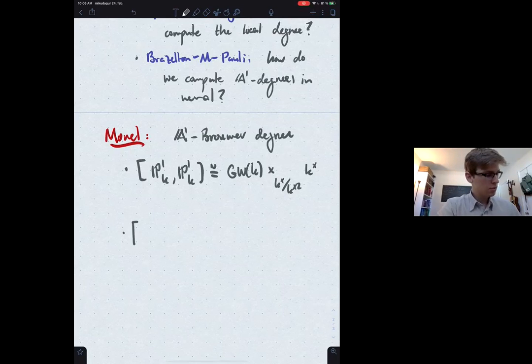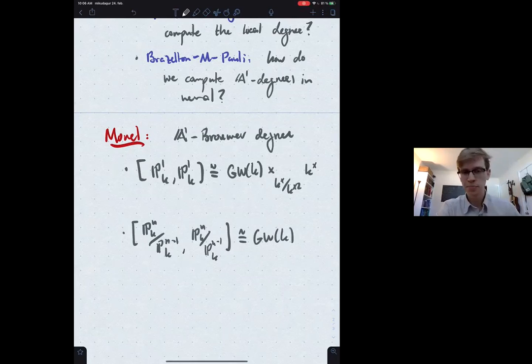And then for n at least 2, you look at these endomorphisms of the sphere. And it's just the bilinear forms. It's just the Grothendieck-Witt group.